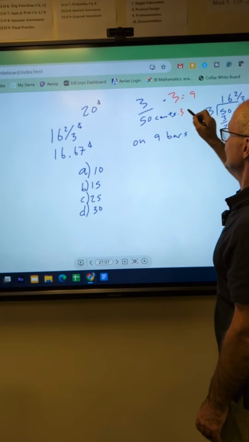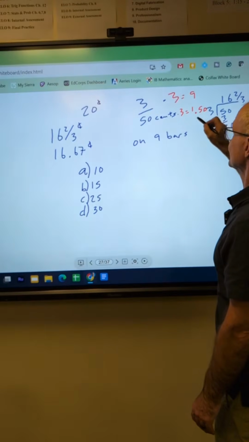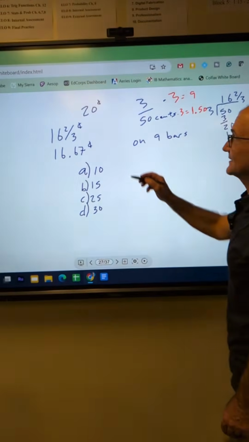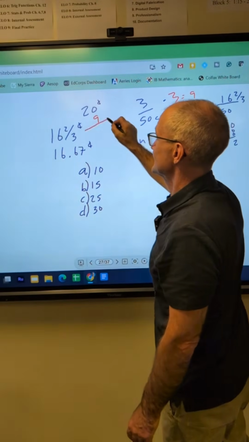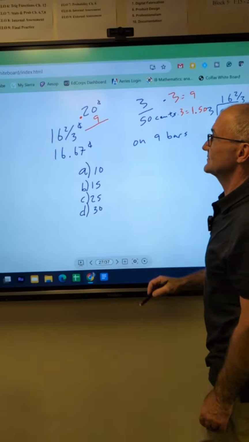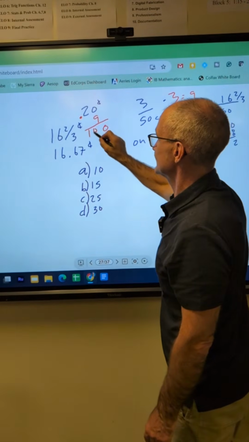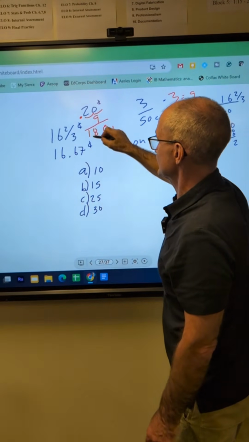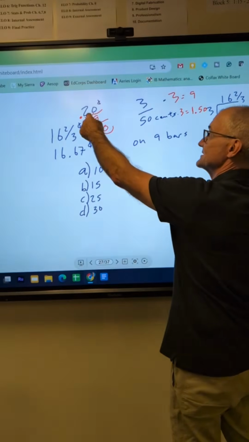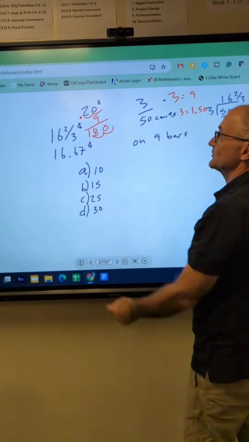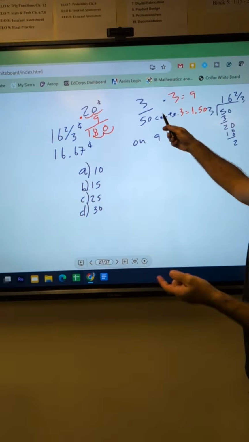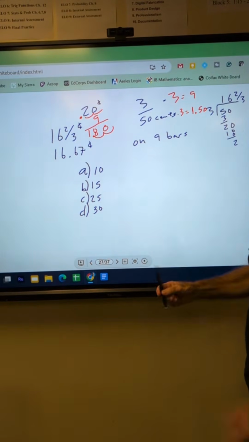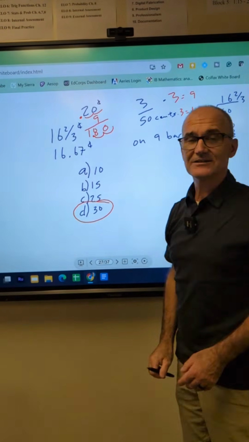50 times 3 is $1.50. So here I am paying $1.50 for those 9. Here I'm going to multiply 20 cents times 9. 20 cents is 0.2 of a dollar. At 20 cents a bar times the 9 bars, I would pay $1.80. At 3 for 50 cents for 9 bars, I'd pay $1.50. What is my savings? My savings is answer D, 30 cents.